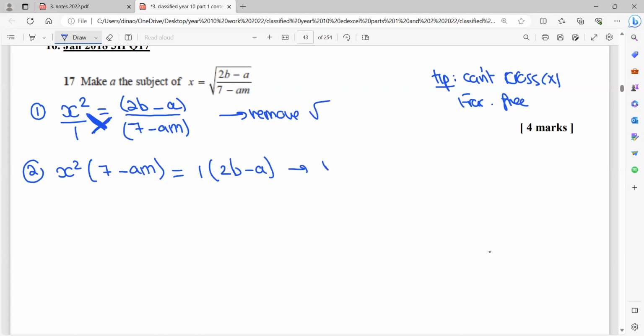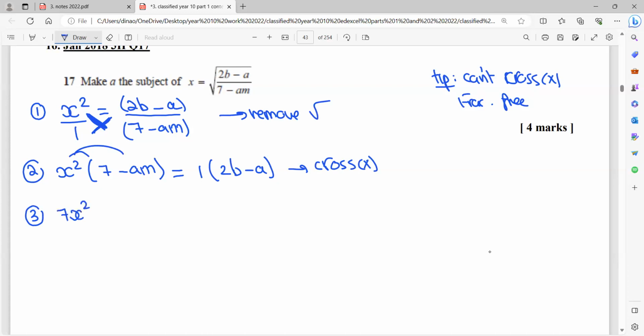Step number 2 is cross multiplication. And then please remember the 3 basic steps of letter repeated, same power: expand the bracket, collect the family, take it common. So the following step must be expanding of the bracket. So x power 2 times 7 is 7x squared.